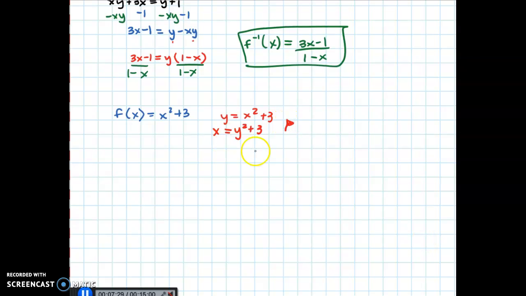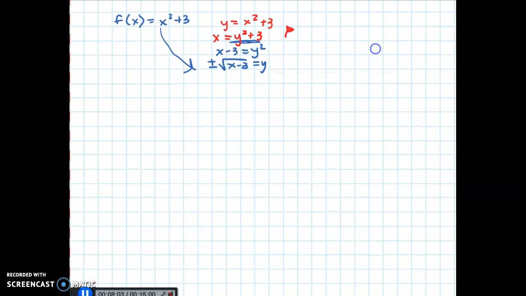Because we've already talked about many times that a function is not going to have a y squared in it. Because when I work very hard to isolate my y, and I square root both sides, I end up with y equaling plus or minus the square root of x minus 3, which is not a function. So yes, this has an inverse, but the inverse is not a function. And we like functions.